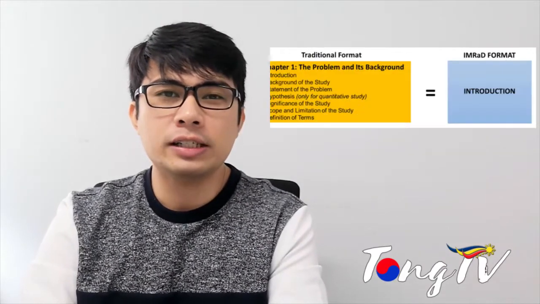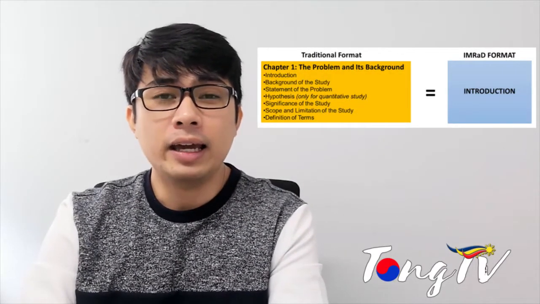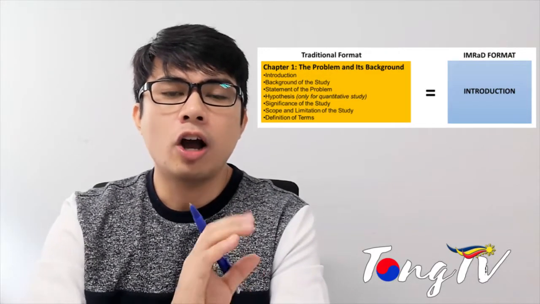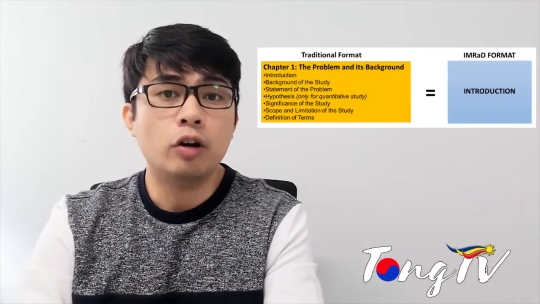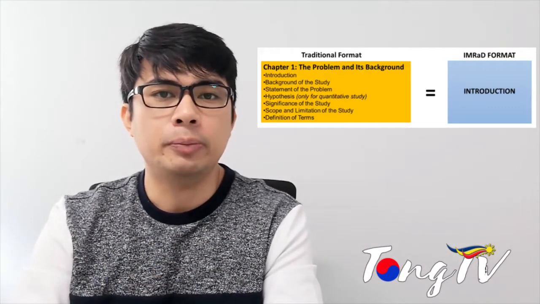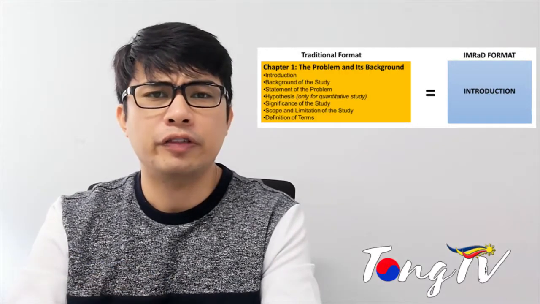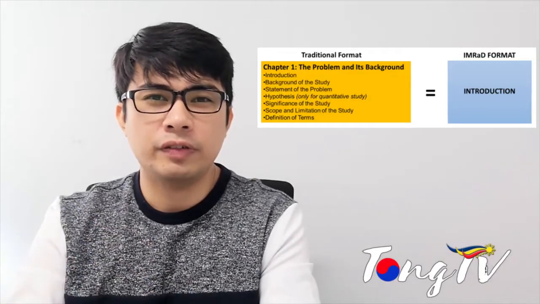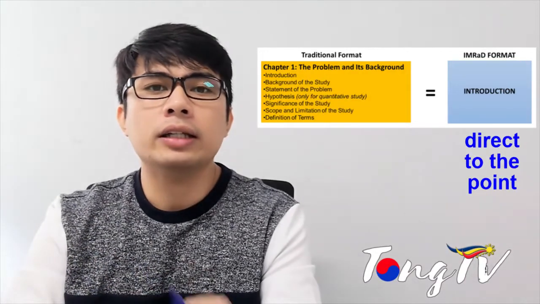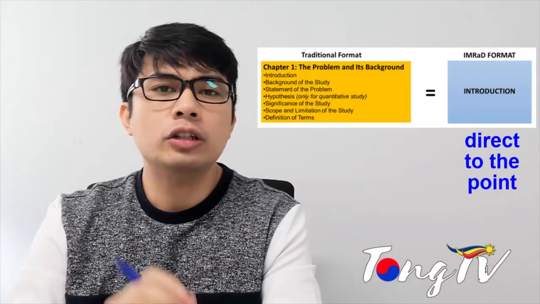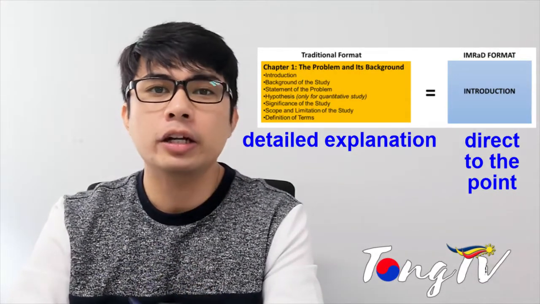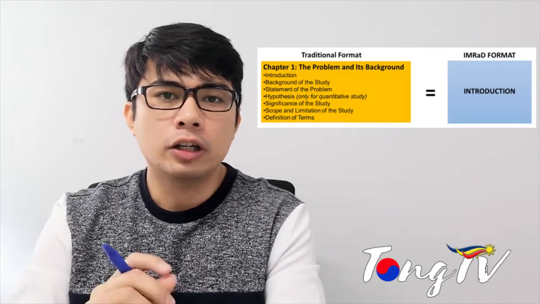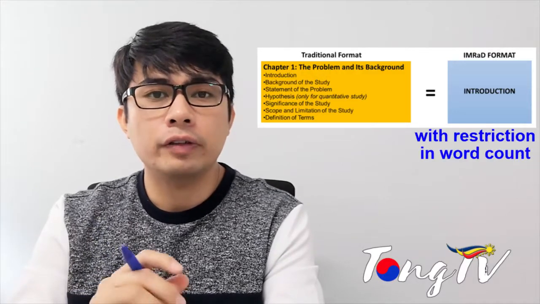While in the IMRaD format, the first section in the abbreviation of IMRaD is the introduction. So this is the comparison of the traditional format and the IMRaD format. Most likely, the contents of the traditional format are also present in the IMRaD format. But the difference is, in the IMRaD format, the descriptions and discussions about each part are very specific and direct to the point, while in the traditional format, you need to explain it narratively. Another one is that in the IMRaD format, there is a restriction in terms of word count.